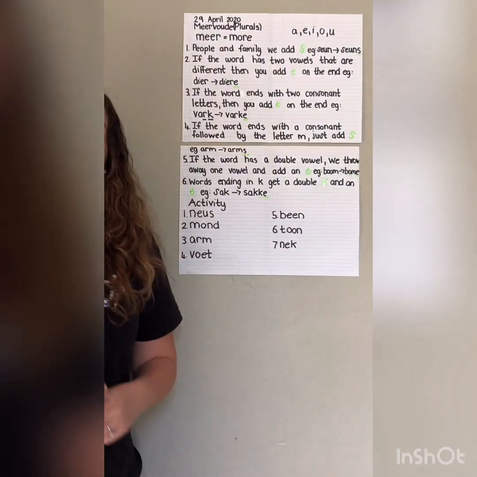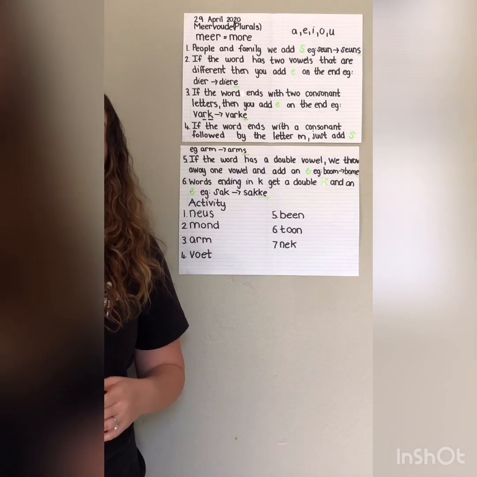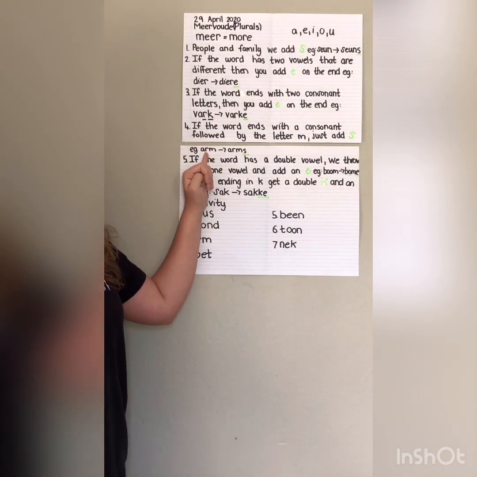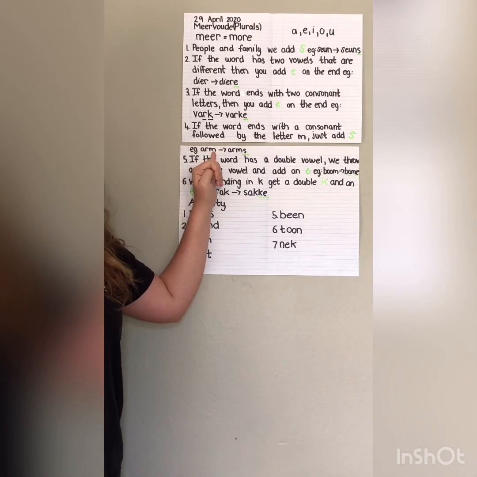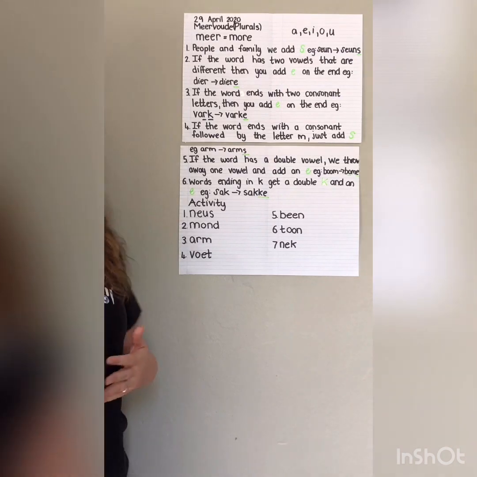The next rule we're going to learn about is if we have a word that ends in a consonant letter followed by the letter M. Like in the word Adam. Adam ends in a D and then it's followed by an M. If we have a word like that, we just add on an S on the end.